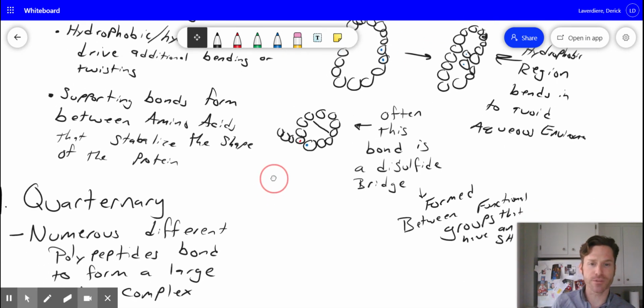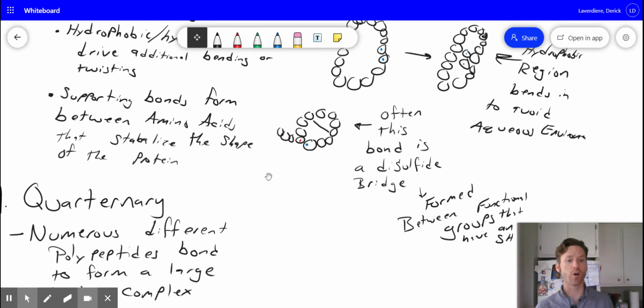And the other thing that happens at this level is the formation of supporting bonds. And so the general structure is already laid out, but there's still some different amino acid groups that might like each other, and the functional groups might form bonds with another. So these are very often covalent bonds. So these bonds are nice and strong, right? And they help the protein keep its shape.